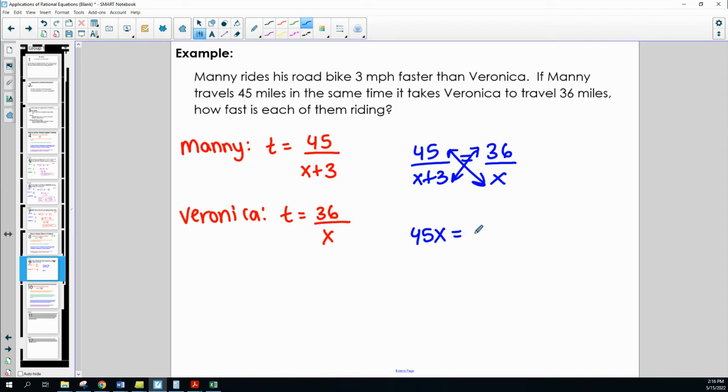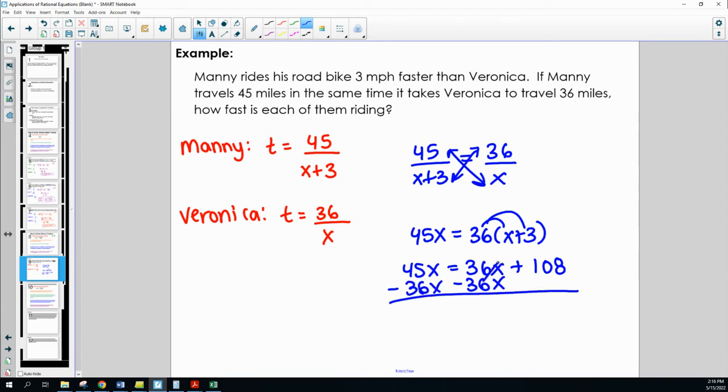So 45x, and then this is 36 times x plus 3. So I'm going to distribute the 36. 45x equals 36x plus 108. And I'm going to subtract 36x. So I'm going to end up with 9x is equal to 108. And then I'm going to divide both sides by 9, so I get x is equal to 12.